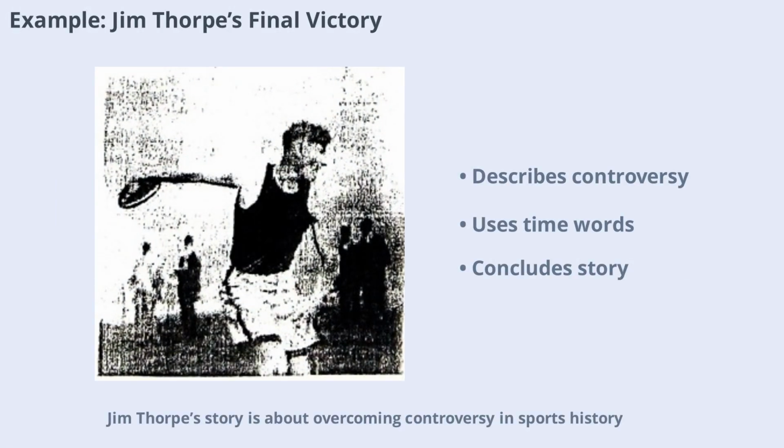Jim Thorpe's story is about overcoming controversy in sports history. The paragraph explains how he won Olympic medals, lost them due to a rule, and finally had his achievements recognized 70 years later. The narrative uses time words and a concluding sentence that marks the end of the story, showing how paragraphs can tell complete stories.